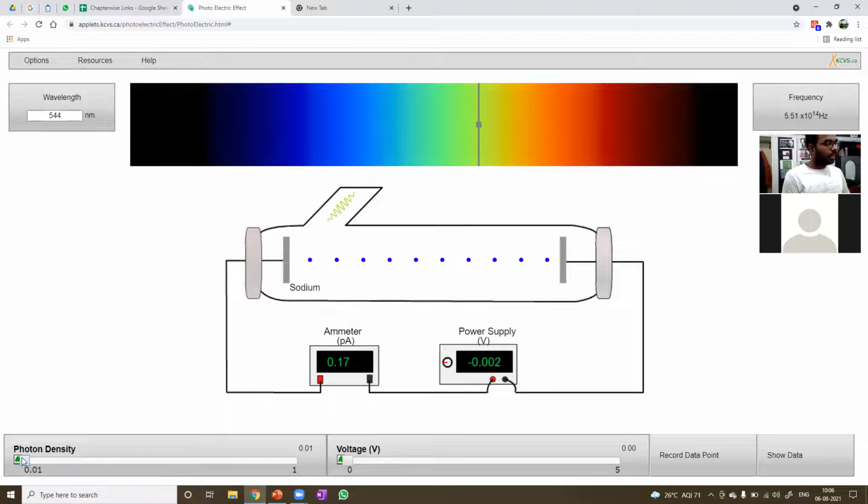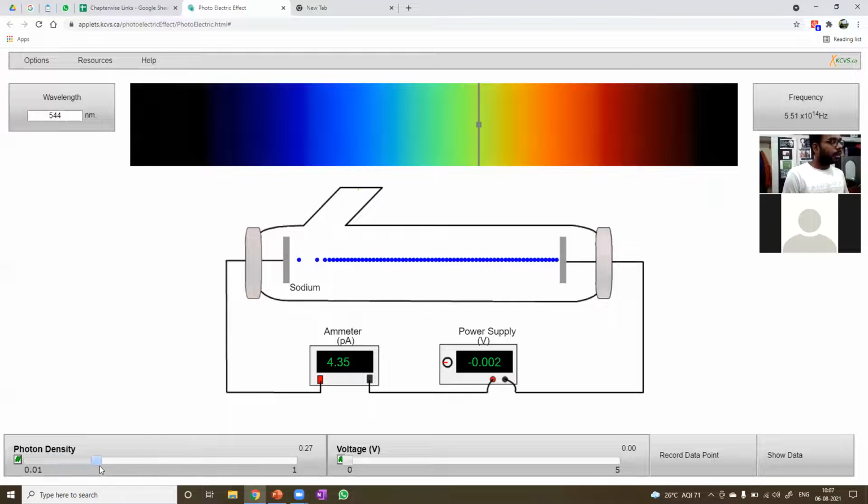As you can see, if you increase the intensity, the number of electrons that are coming out also increase. So number of electrons that are coming out depends on the intensity, but whether an electron comes out or not, that does not depend on intensity. That depends on frequency.